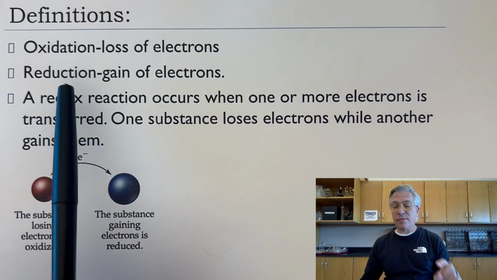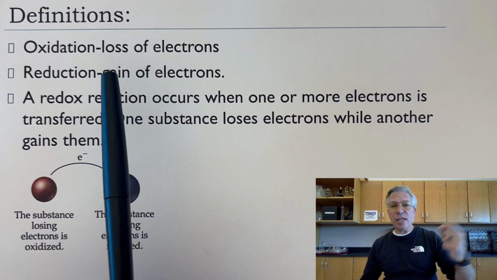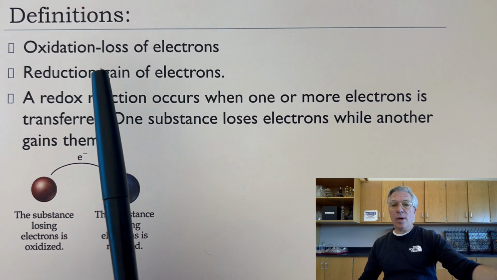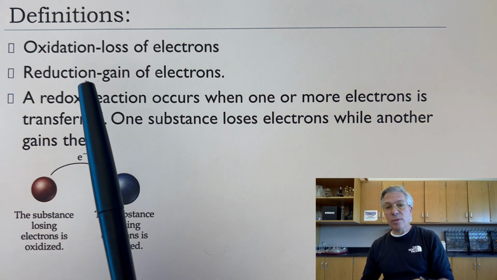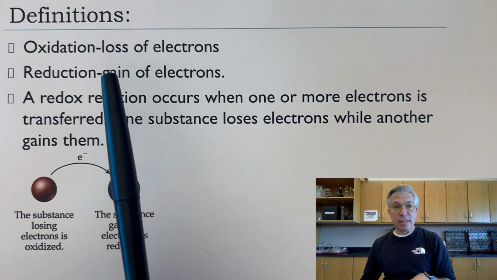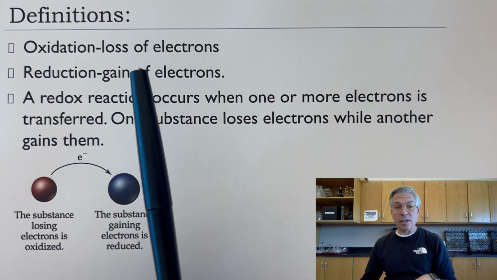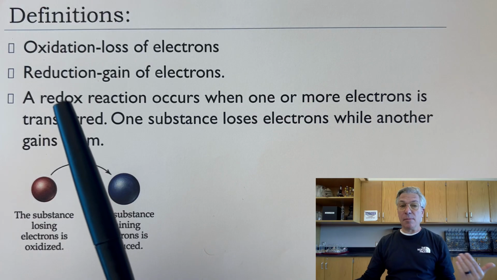So oxidation is the loss of electrons. When something exchanges electrons and gives them away, it's going to become more positive. So you're looking for an increase in positive charge or a decrease in negative charge. Reduction is the gain of electrons. So if I'm gaining electrons, I'm becoming more negative.